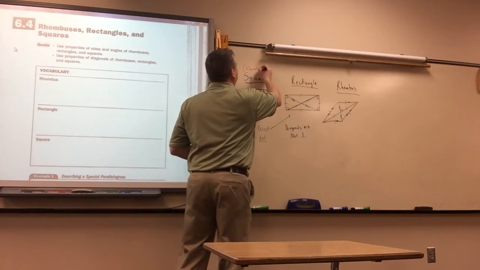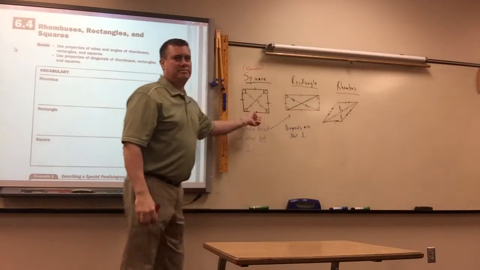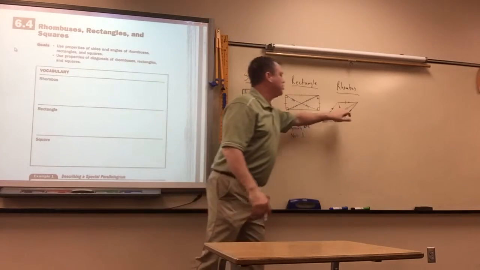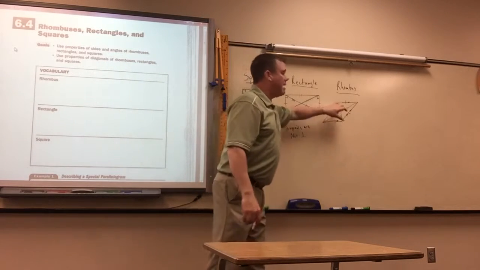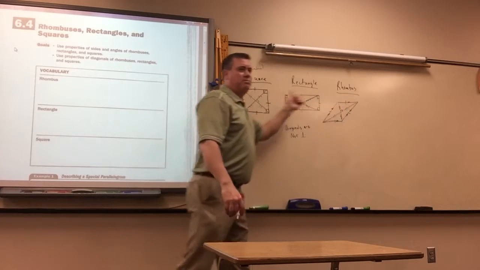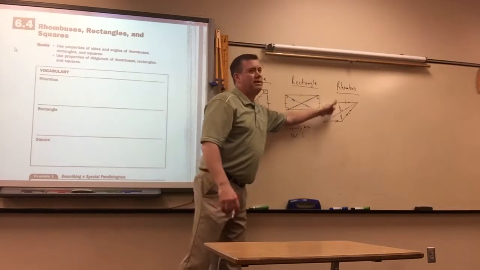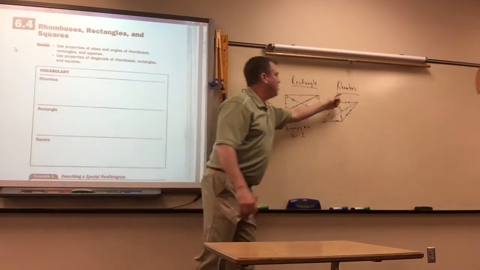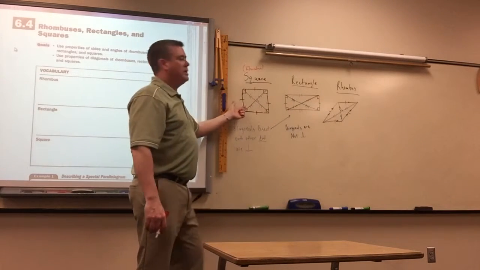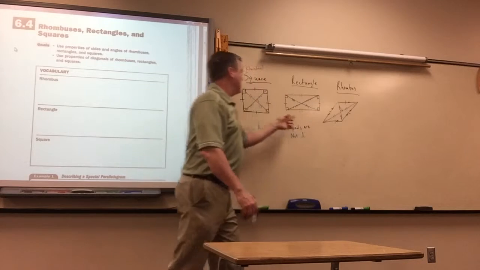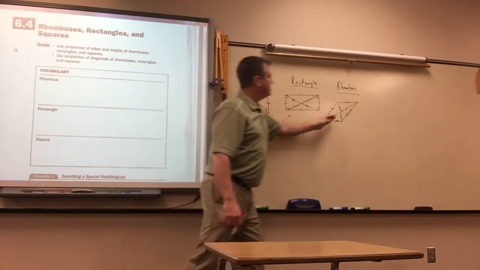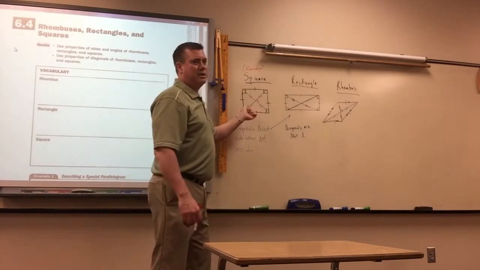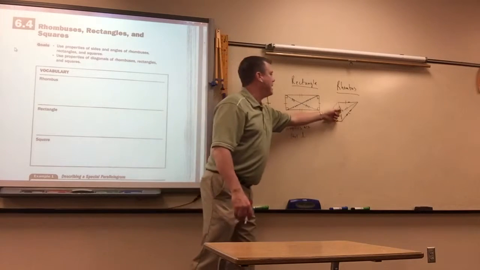Everything true in a rhombus is true in this square. But if you have a rhombus, it's not always going to be a square, only if these angles were 90. If you saw this picture, a rhombus has to have all four sides equal, which it does. It has to have opposite angles equal, which it does. It has to have diagonals bisecting each other, which it does. And they have to be 90, which it does.